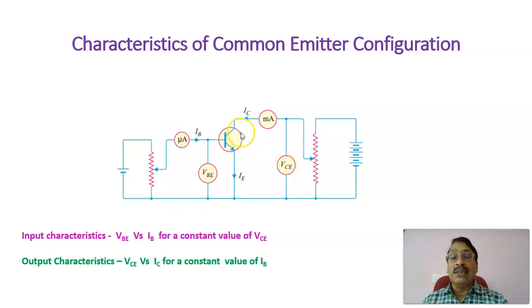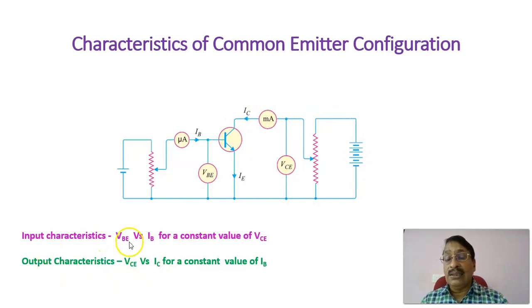And input characteristics of any configuration, you can say that it is a characteristic or a variation of the input voltage versus input current. Therefore input voltage means, in common emitter configuration, VBE versus IB for a given output voltage, that is VBE versus IB for a given VCE. That is called the input characteristics. And similarly output characteristics means output voltage versus output current for a given input current, that is VCE versus IC for a given IB. That is the output characteristics.